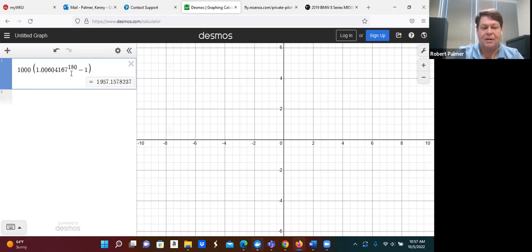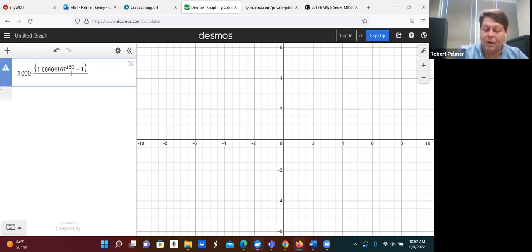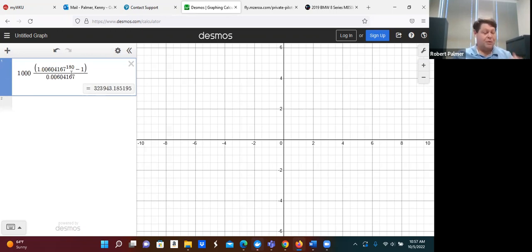Now let's close the parentheses, then divide that once again by that decimal. Not the 1, just the decimal, the i itself, 0.00604167. And that gives us our value. So our value, as you can see, is $323,943 and, rounded to the nearest cent, 19 cents.